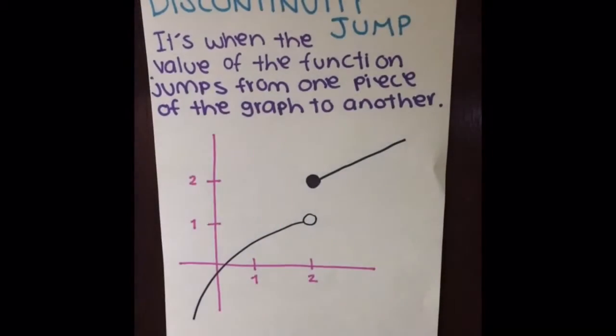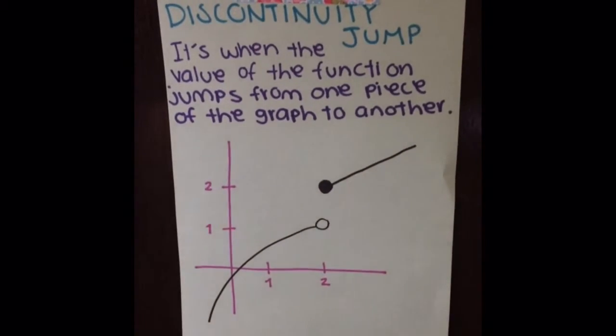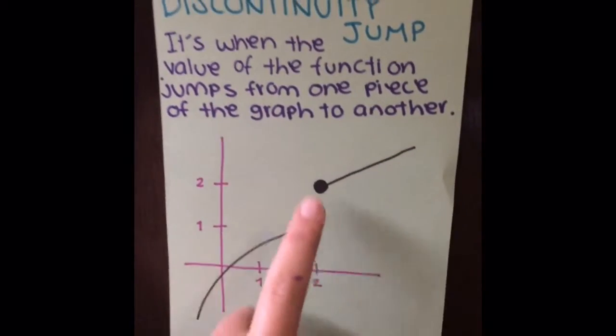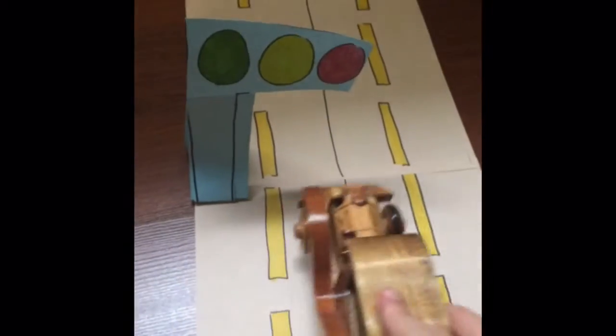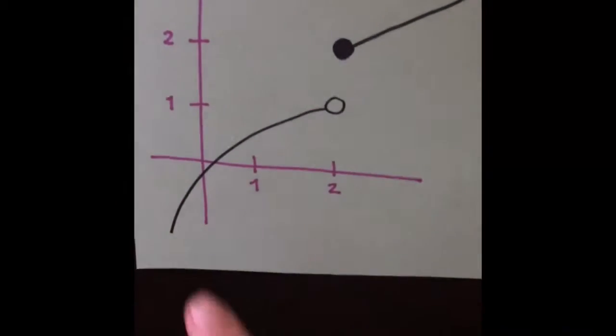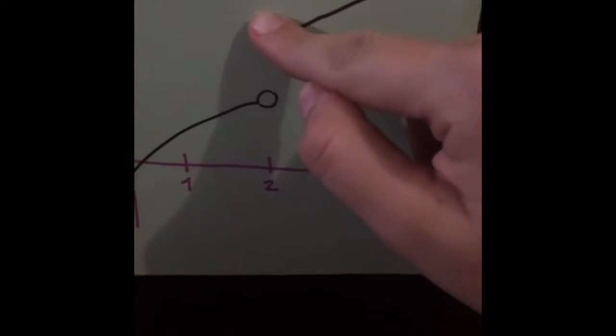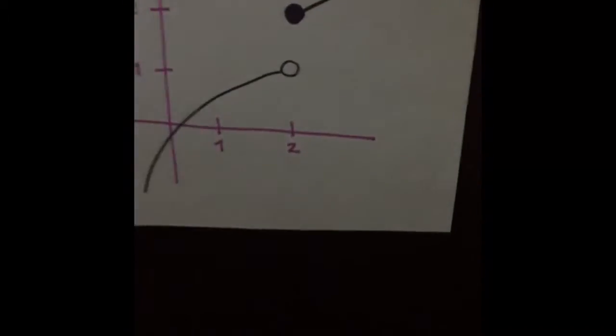Another type of discontinuity that we have is the jump one. It's when the value of the function jumps from one piece of the graph to another. An example of this could be when you're driving your car, then you get here and you stop, change lanes, and continue driving. You are in one part of the graph, then you stop here, change to another part of the graph, another lane, and then continue driving. And you will have a function something like this.